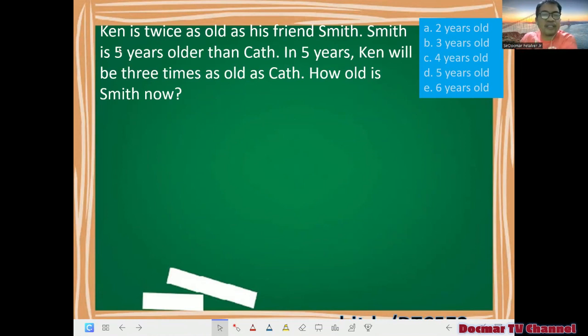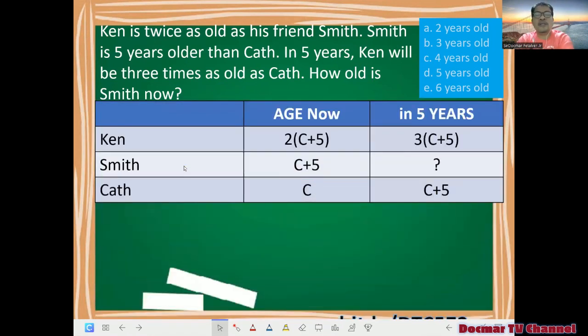So what we're going to do is properly read as fast as you can the problem. No? So this one is the given. So we have Ken, Smith, and Kat. Take note that Kat is denoted by C. So the age for Kat is C. And Smith is 5 years older than Kat now. So therefore, the age of Kat plus 5. So that is the age of Smith. However, Ken is twice as old as his friend Smith. So this is the age of Smith and twice as old. So you have to multiply the age of Smith by 2.